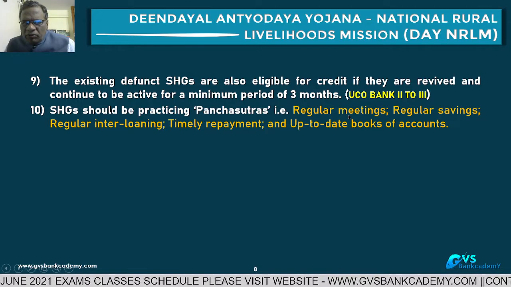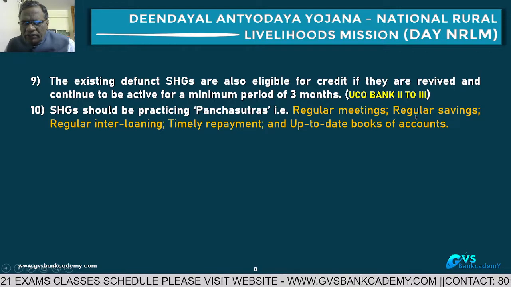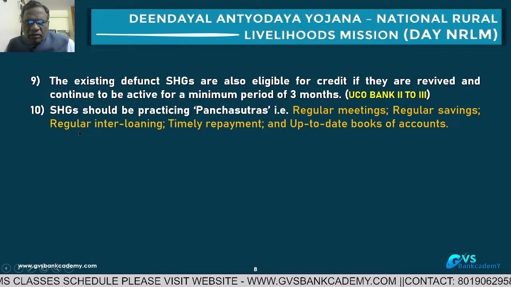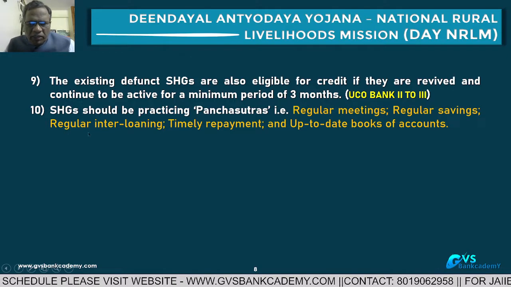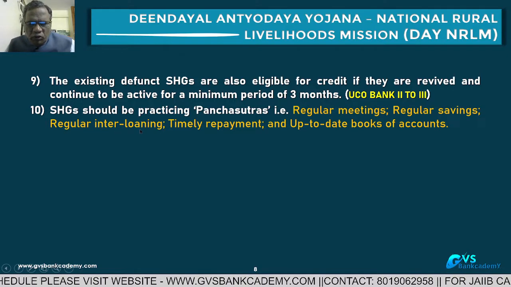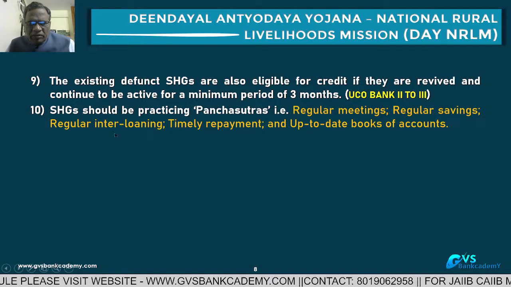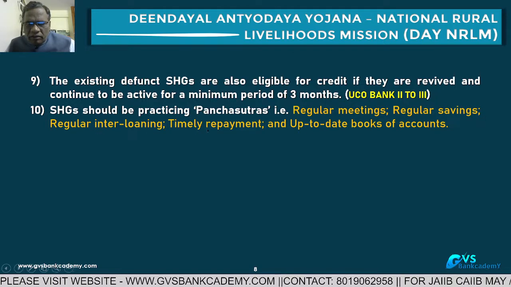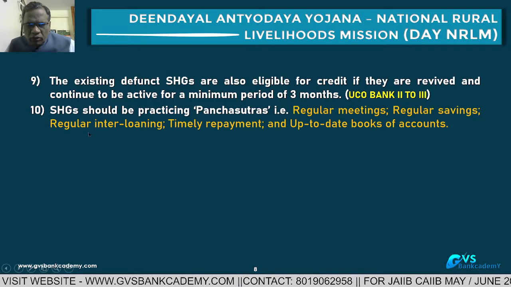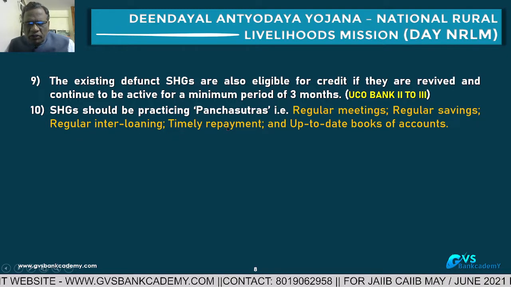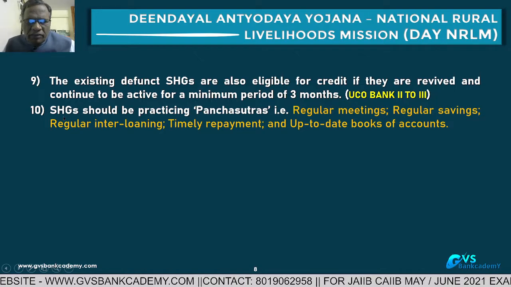Regular meeting. They have to conduct regular meetings. They have to regularly collect the savings and deposit them in the bank account. Regular savings. And regular interloaning. Among the group members, they have to regularly give loans from one member to another member. Interloaning means the group gives loans to various persons. And timely repayment. Whatever loans they have taken in the group interloaning, they have to repay on time. Then only will the SHG survive.